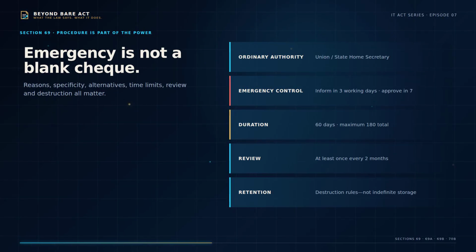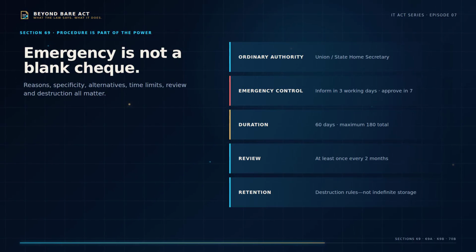The direction must also be specific. It may identify a person or class of persons, a particular subject, one or more computer resources, or specified premises. It must identify the authorised agency officer who will receive the information. Ordinarily, an order lasts no more than 60 days. It may be renewed, but the total cannot exceed 180 days. Those are maximum limits, not automatic entitlements.